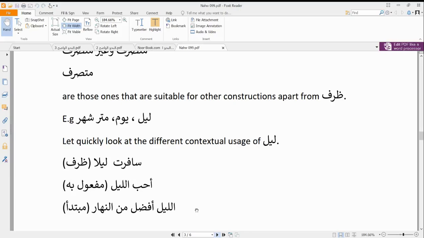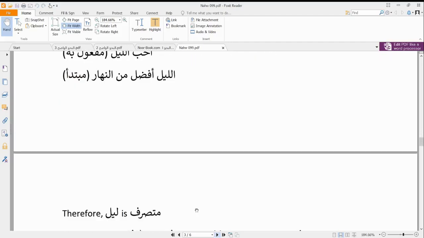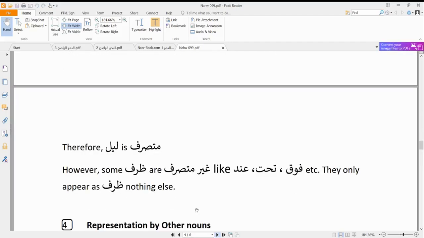But this is not the case for all zuruf. There are some zuruf whose only work is to function as a zarf, and we call them ghayru mutasarrif. So they are non-conjugate. For example, fawqa. We can only use fawqa to indicate that something is above. We can only use it to indicate place. We cannot use it in another position. We cannot start a sentence by saying fawqu or anything like that. It always has to function as a zarf. That's why we have fawqa, tahta, inda, qabla, ba'da, and so on. They only function as zarf.